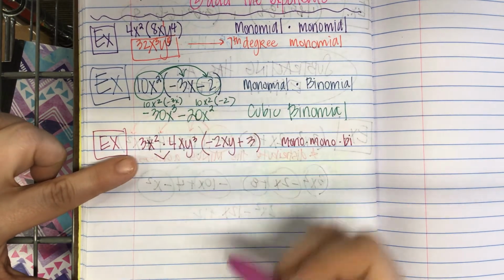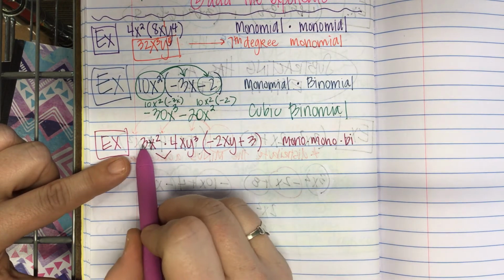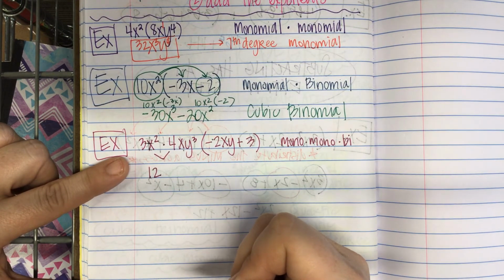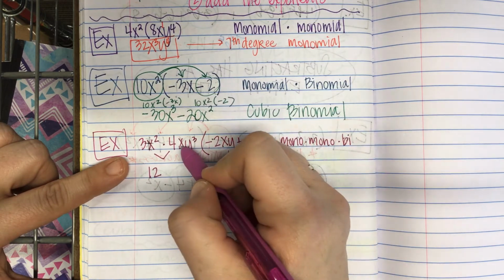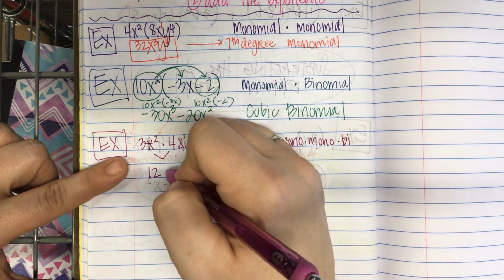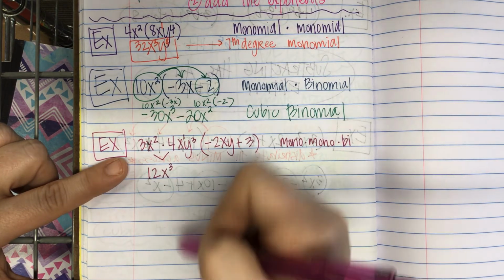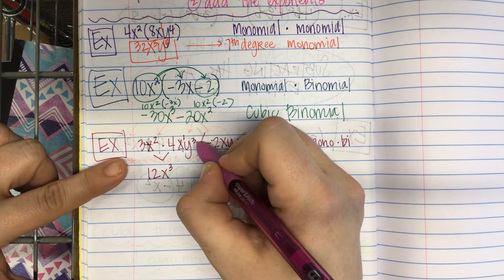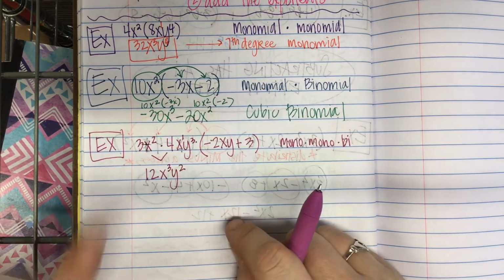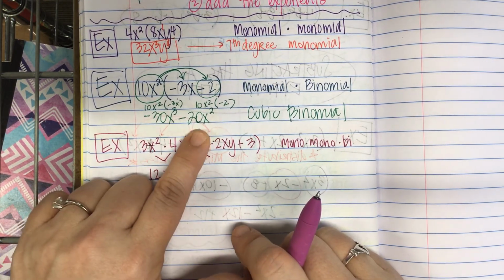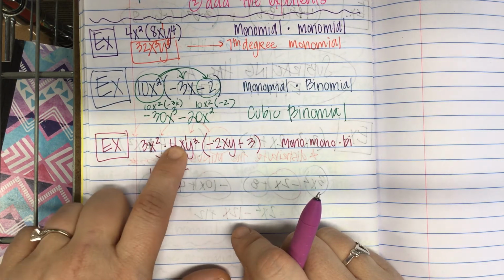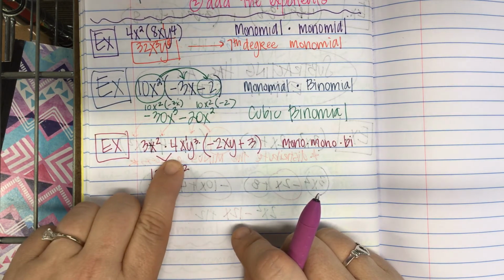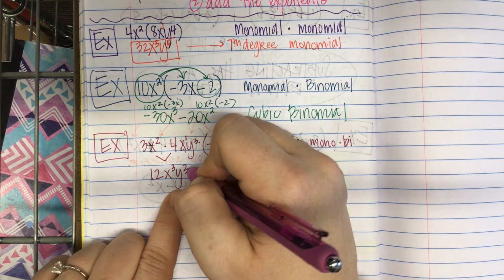So out here, I'll combine: what's 3 times 4? 12. What's x squared times x to the first? X cubed. And y to the third just tracks along, because you have this monomial times this monomial, right? 3 times 4, 12. X squared, x to the first makes x to the third. Y to the third. Oops, make that a 3.